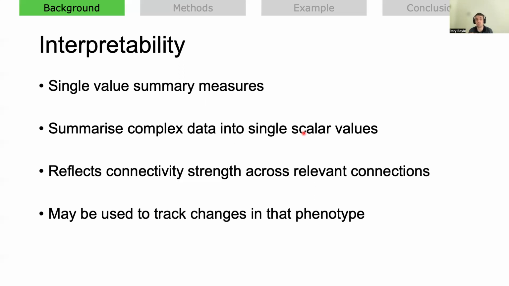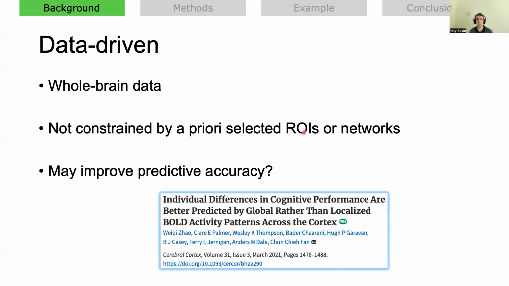And combined network strength simply is an overall measure of connectivity strength across all connections in the brain that are associated with that phenotype. So I suppose the ultimate or desired use case for CPM may be to use these measures to track changes in the phenotype across time using fMRI data.